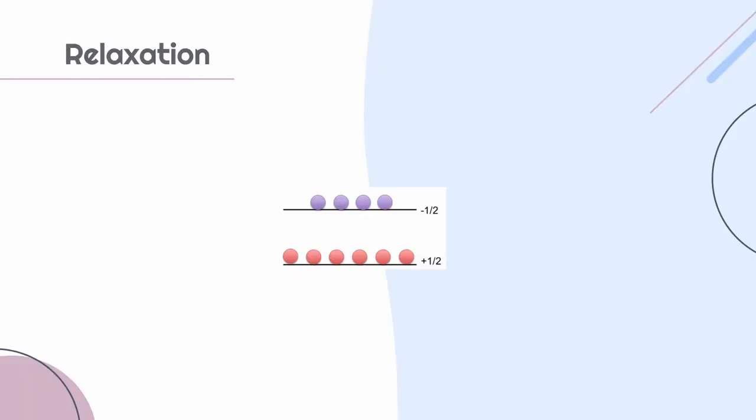Let's understand relaxation. Consider a case in which the nuclei are in the excited state, and now they have to come back to the lower energy state to absorb energy again and show up in the NMR spectrum.